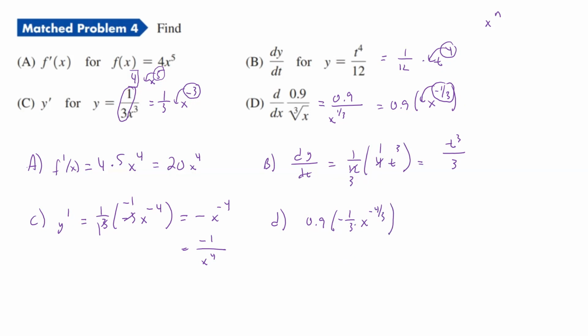Now, what we can do is 3 goes into here, that's going to be 0.3. And so now it looks like we have a negative 0.3 times x to the negative 4/3. Well, again, we want that to be positive, so that's going to be a negative 0.3 all over the cubed root of x to the fourth. And that then would be our final derivative, d dx of our 0.9 over the cubed root of x. Okay, so that would be our final value there. All right, so let's stop there and we'll come back for more.